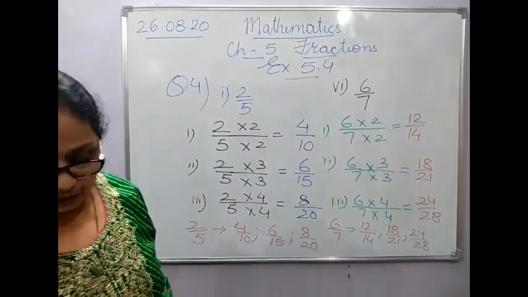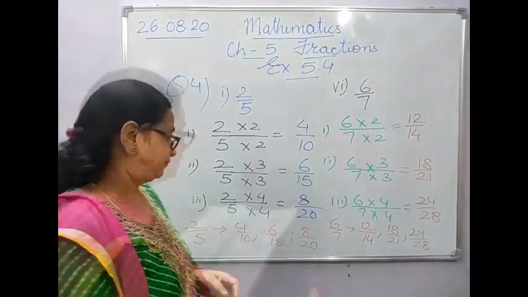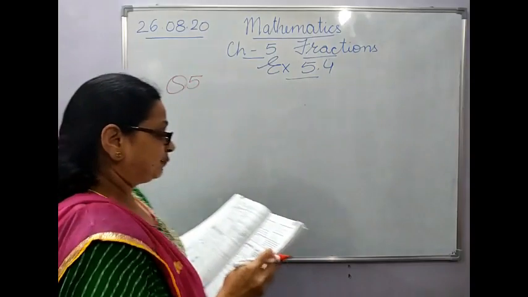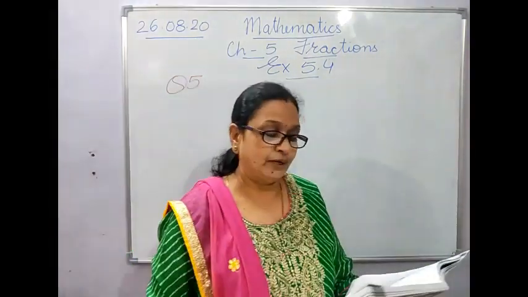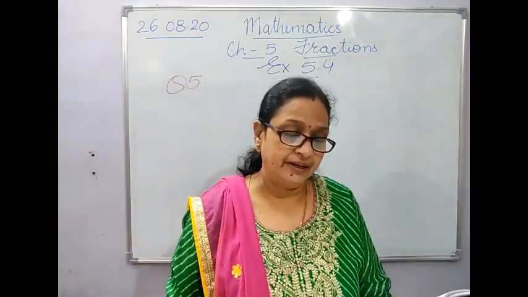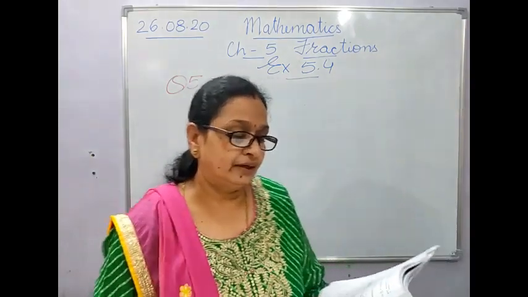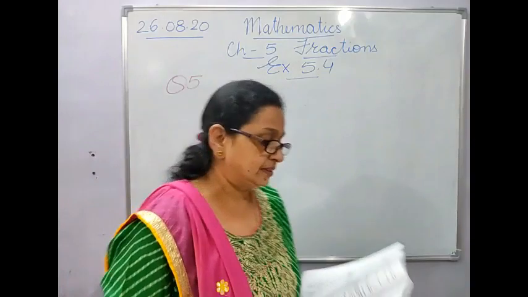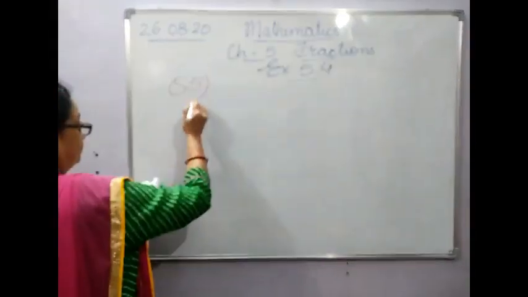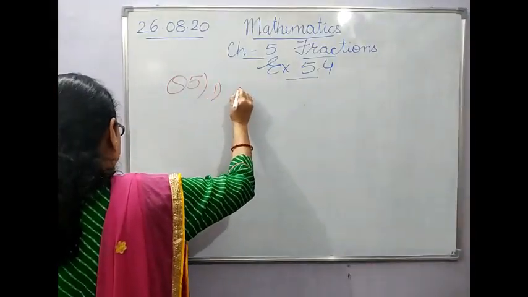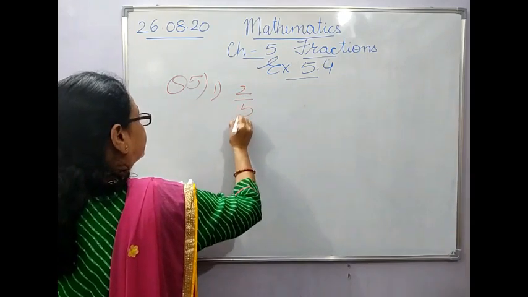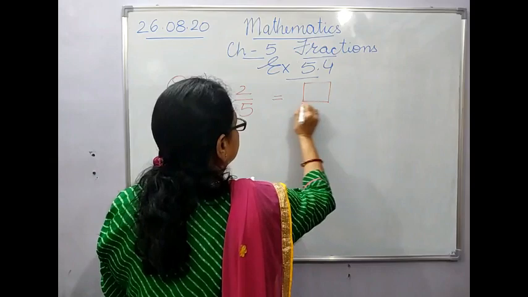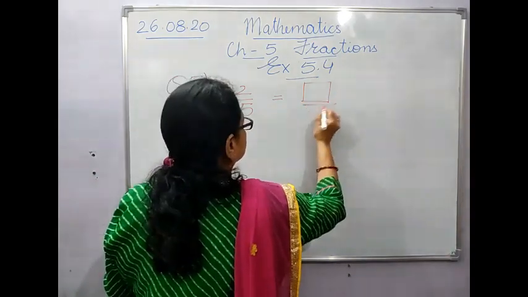Okay. Now we move on to the question number 5. Replace the square with the correct number. I will be doing first and the third one. The remaining you will be doing in your copies. The first one, it is 2 upon 5. Then this is the square in which you have to fill the answer, and this is 20.